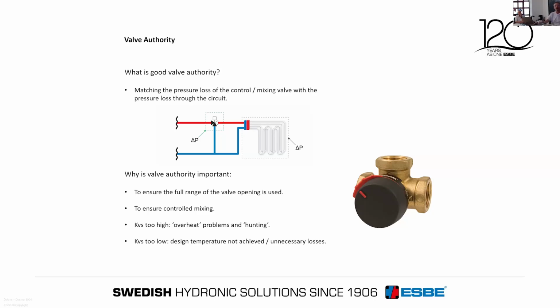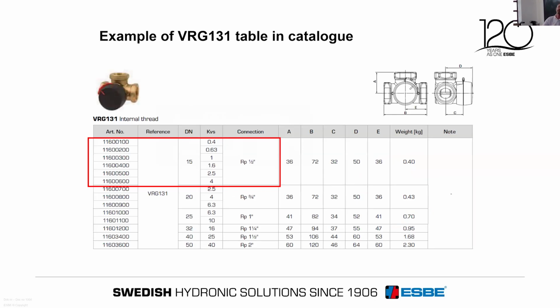I'm just going to come on to how we would size them. That's why, if you look in our catalogue, in that red box there, you'll see there's just in the 1/2 inch valves 6 different variants, each with a different KVS, a different resistance through it, so that the valve can be matched with the resistance through the underfloor circuit.